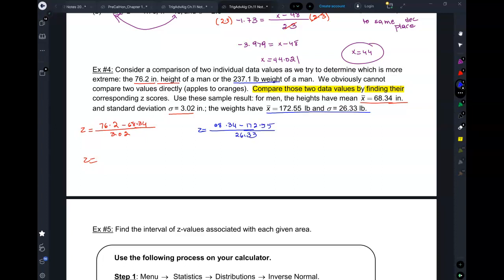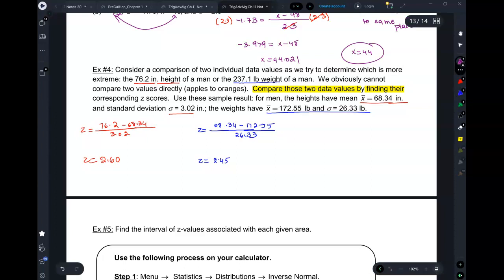All right, did you guys do these? What did you get for the first one? 2.60. And what did you get for the second one? 2.45. Okay, so which one do you think is the more extreme value? The height, right? Because it's more standard deviations away from the mean. It's farther away from the mean.